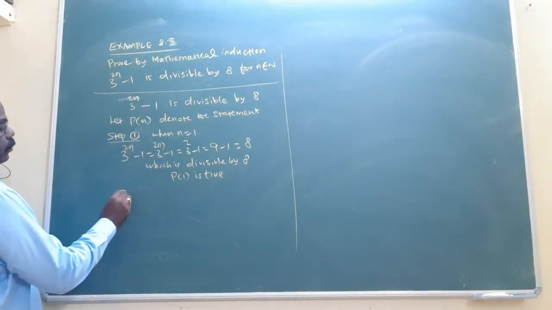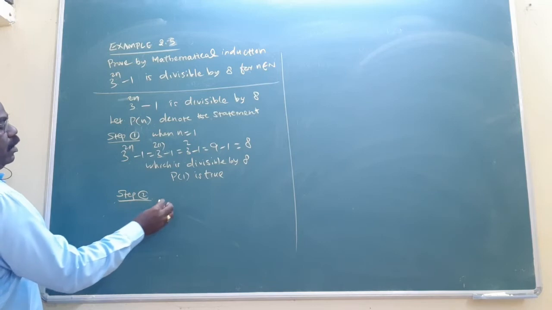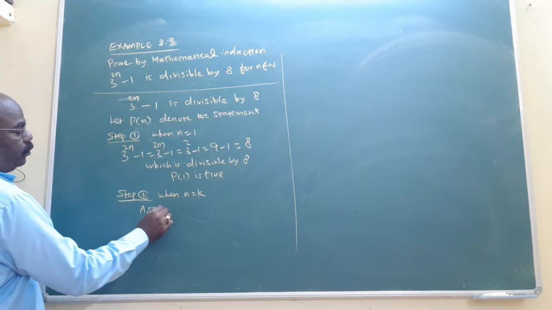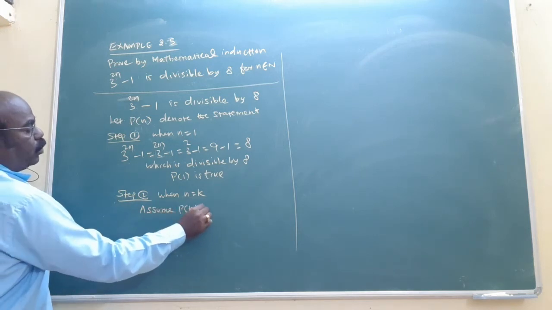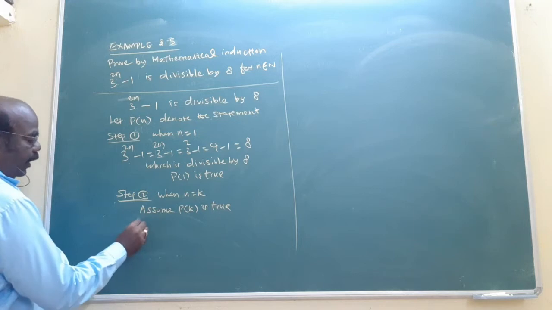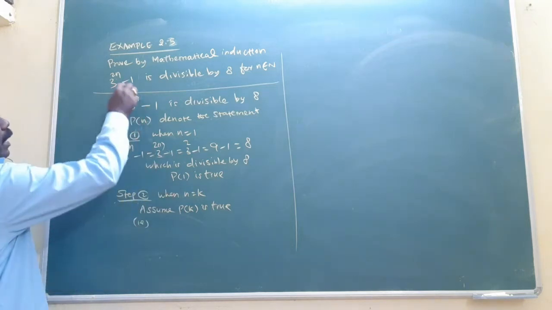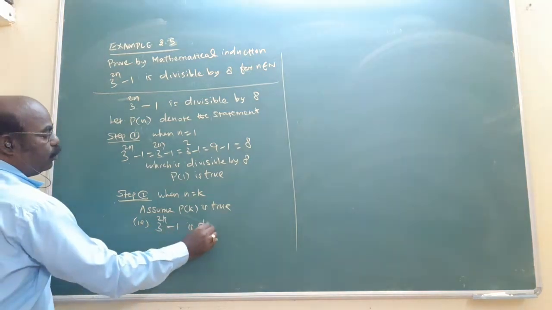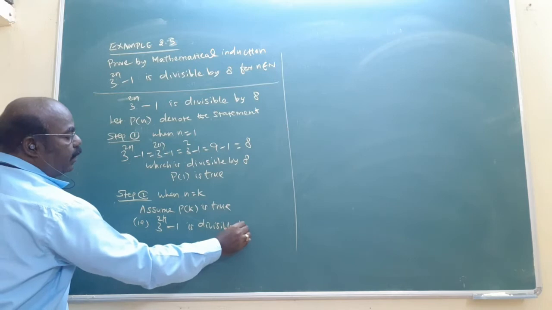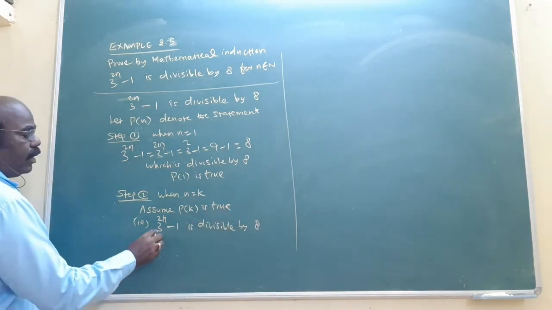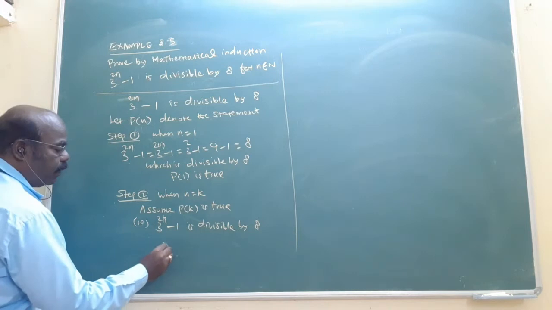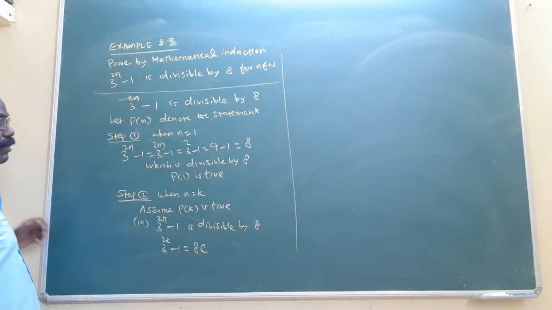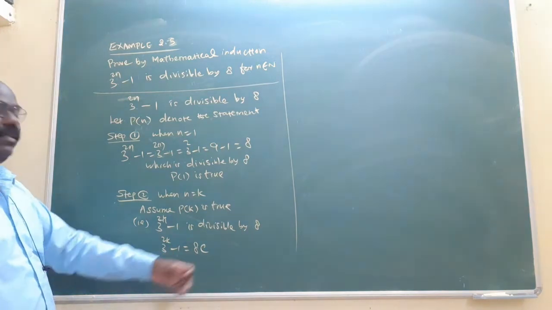Now step 2. What did I tell you? n equals k. Assume P of k is true. That is, replace n by k in the question: 3 power 2k minus 1 is divisible by 8. Am I right? What do you mean? 3 power 2k minus 1 is divisible by 8 means 3 power 2k minus 1 is equal to a multiple of 8. Am I right?